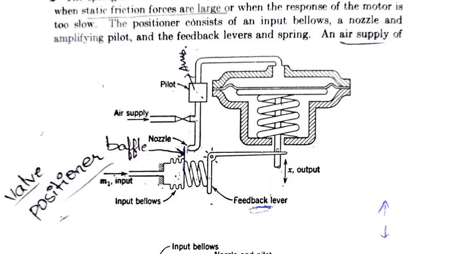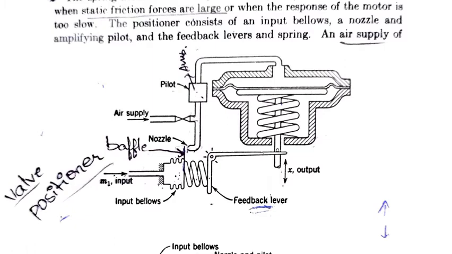So whenever the diaphragm moves in the upward direction, the air supply will move the diaphragm to the downward position. Whenever that moves down, this stem will move down accordingly. Whenever this goes down, this lever will come down like this. So this will move down means this will move left, like this.